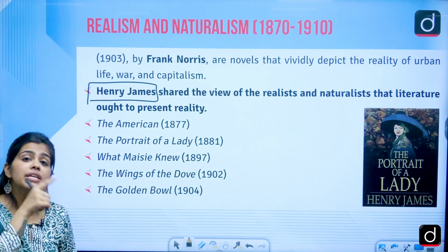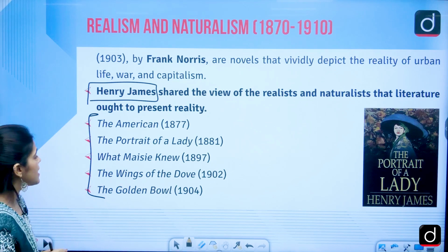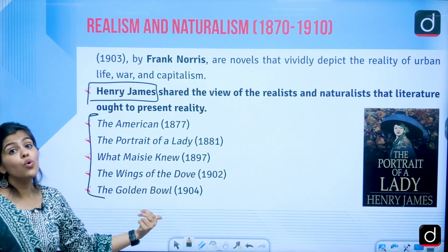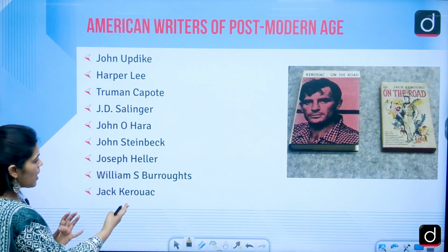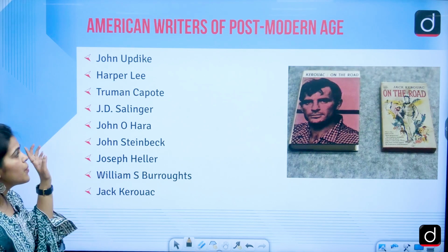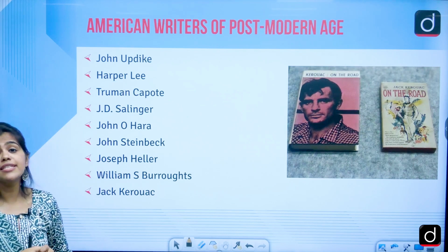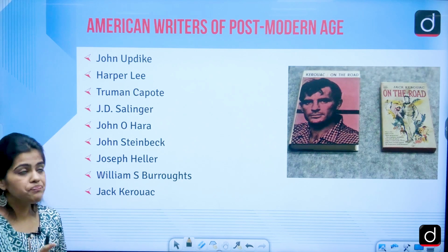texts from which greater detailed questions are asked, like The Americana, The Portrait of a Lady. We have The Wings of the Dove, The Golden Bowl, all being very important. Then we have some other writers. If you wish, you can take screenshots. We'll be dealing with all of these writers related to the postmodern age in American literature, right?